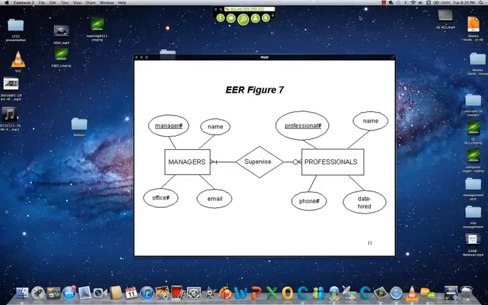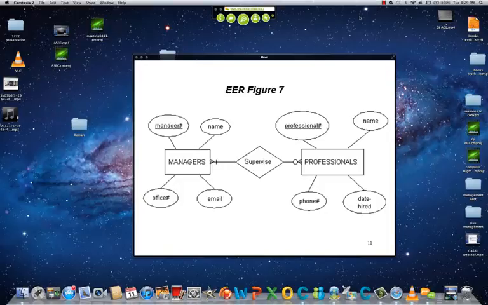Questions? Guys, please ask questions if you don't understand this. So you have 2 entities here, managers and professionals, right? So again, how do you read this? Managers supervise professionals. So they are in a relationship. Then you read this, for example. You say a manager can supervise either none or many professionals.